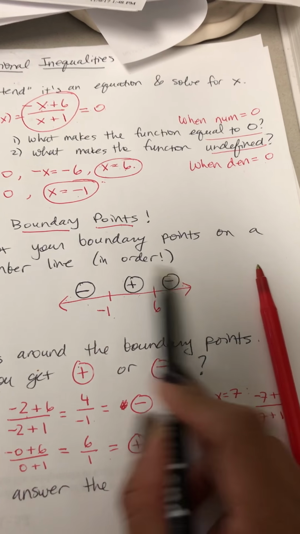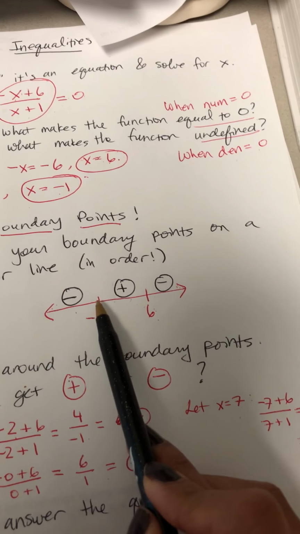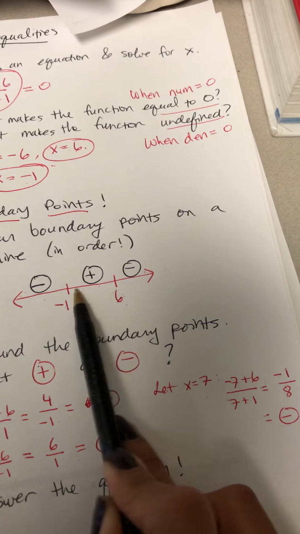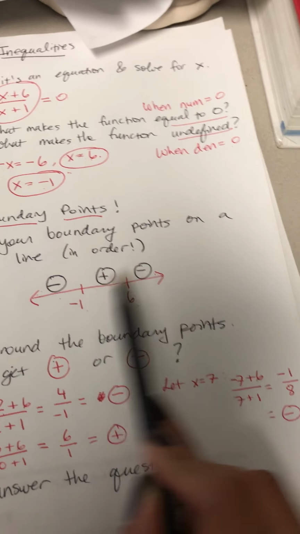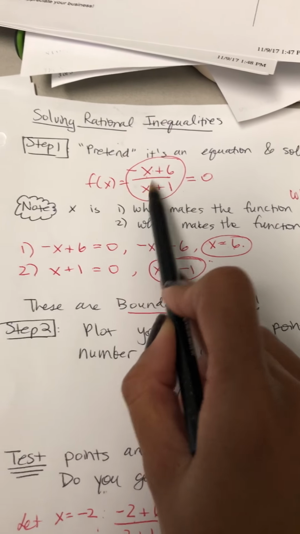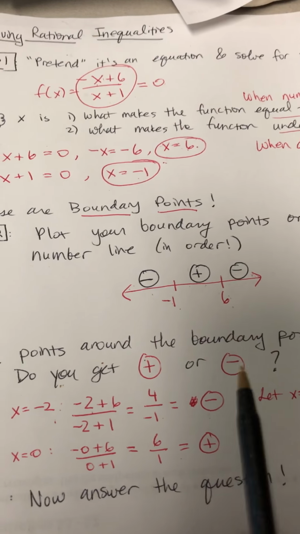All right, so what does this mean? This means that any number that you plug to the left of -1 will always be negative. Any number that you plug in between here will always be positive. Any number after 6 will always be negative. If you plug it into this function, you'll get these types of answers.